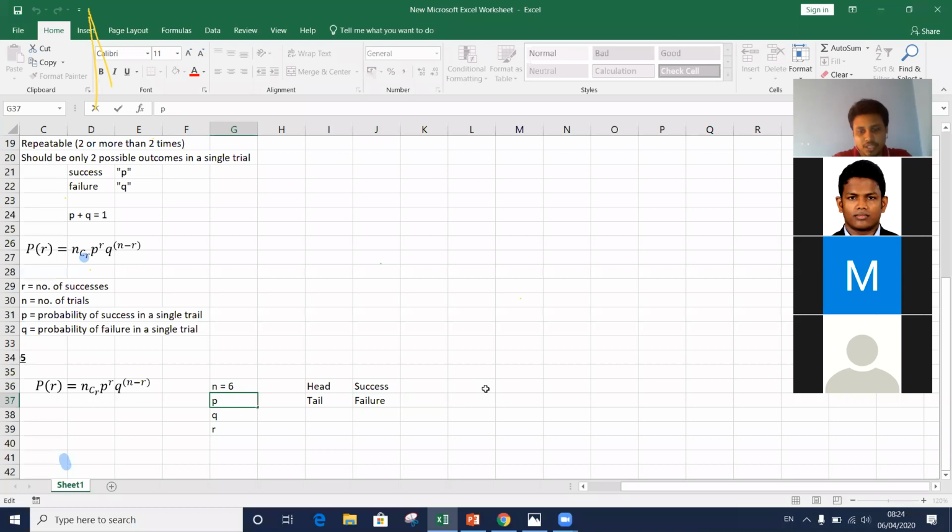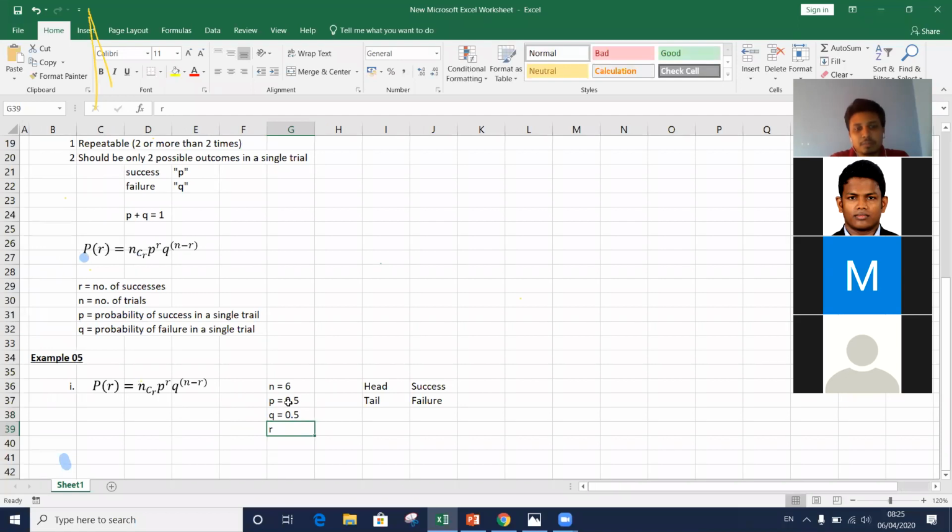So what should be the p value then? Probability of success in a single trial. Probability of getting head in a single trial should be 0.5 since it is a fair coin, right? Fair coin ekak kiyala kiyana. Q. Always, what should be the value of P plus Q? P plus Q always should be equals to 1. Ena P 0.5 kele kyanne, the value of Q should be also 0.5. Yes. Right. P, Q ekathu karama hamathissema answer ekak wenno nai.